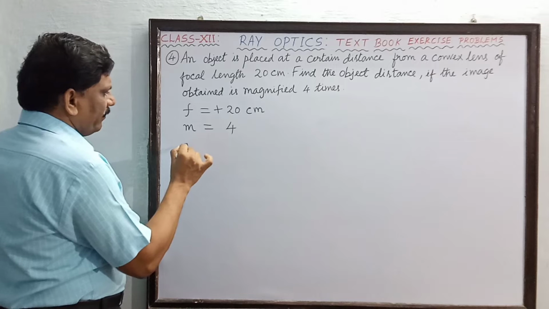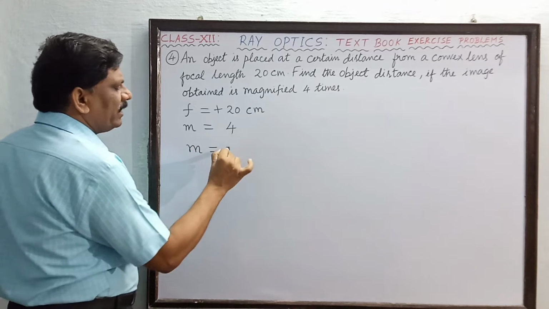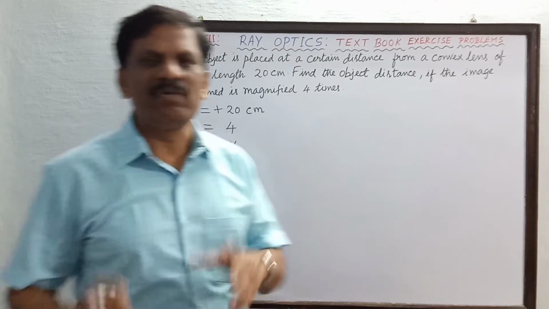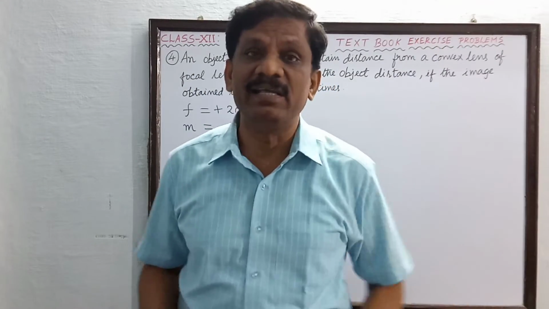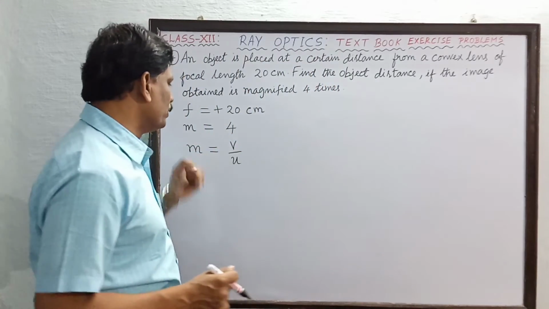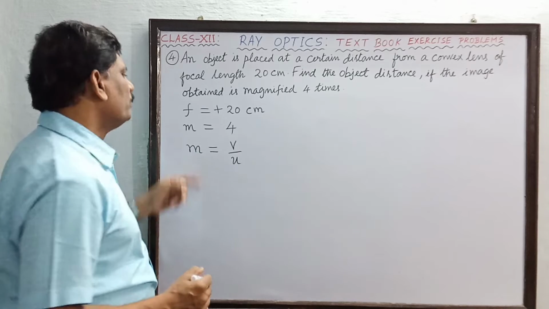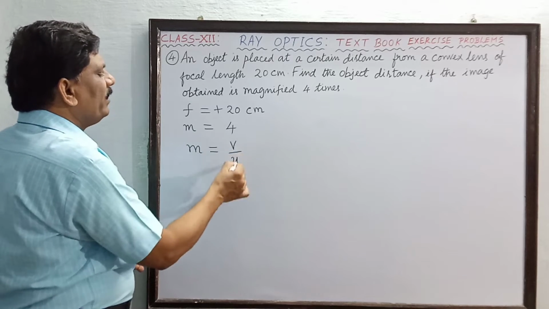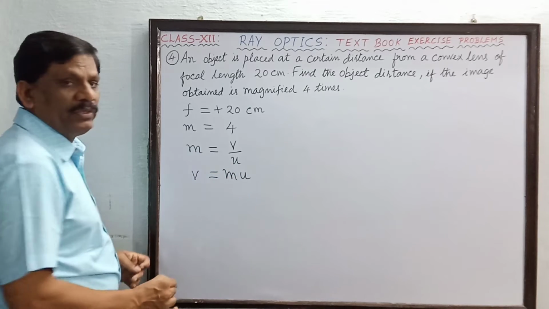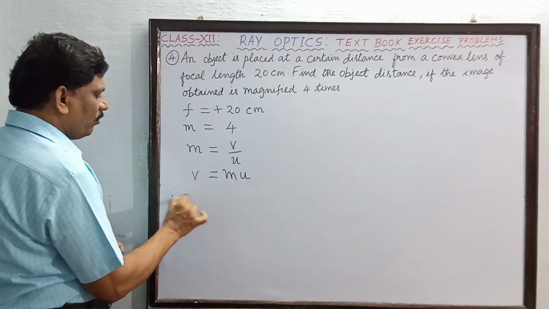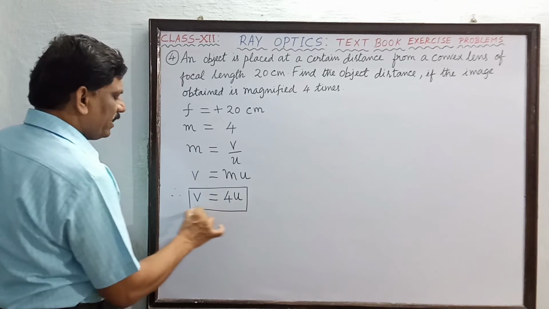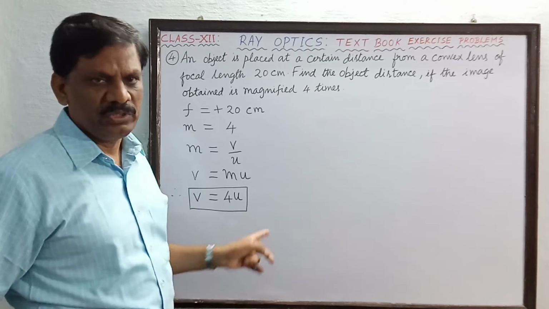Now I will write the magnification m is equal to v by u. The formula for the magnification of a mirror we have studied, m is equal to minus v by u. But for the lens it is plus v by u. So m is equal to plus v by u. So what is the relationship between v and u? Therefore v is equal to m into u. So m is 4. Therefore v is equal to 4 times u. So this is the relationship between v and u.